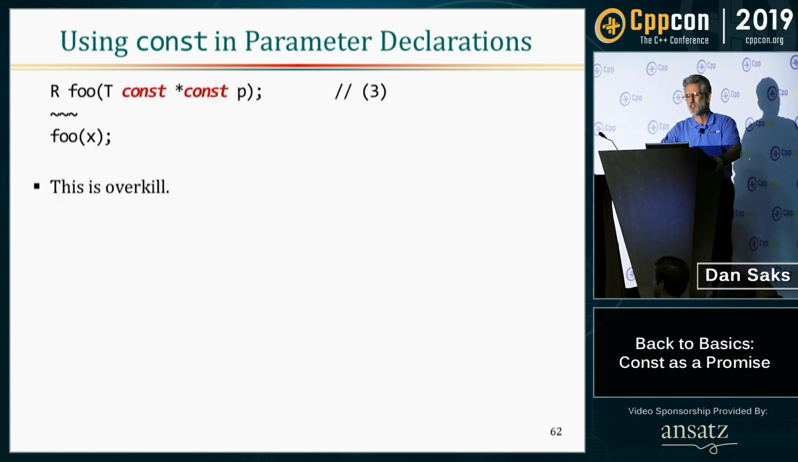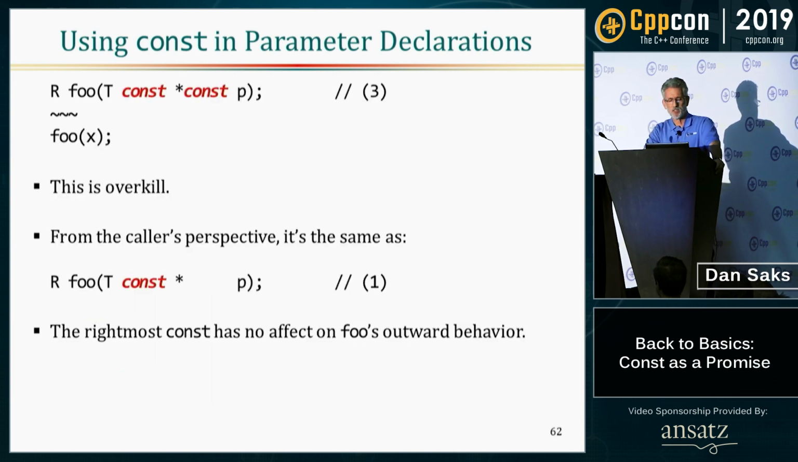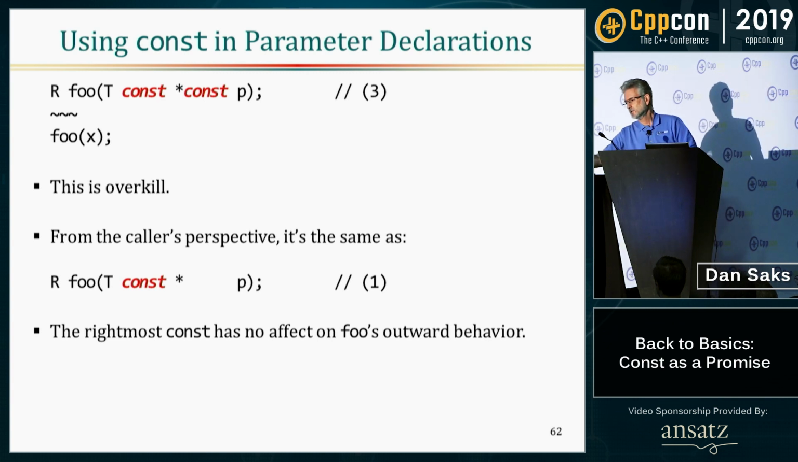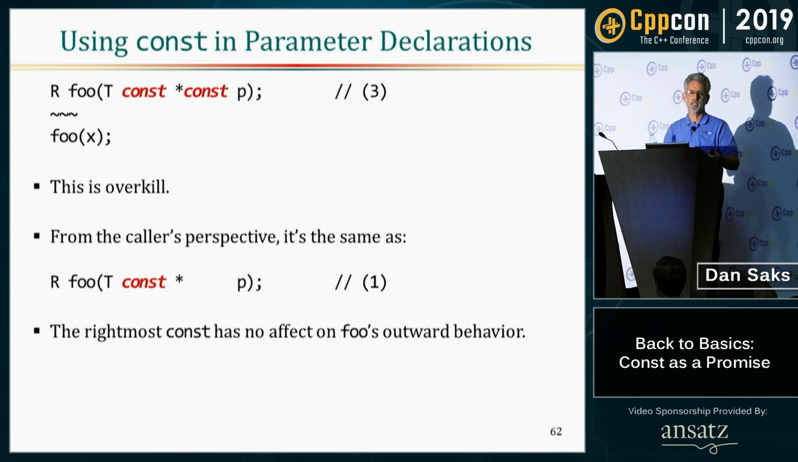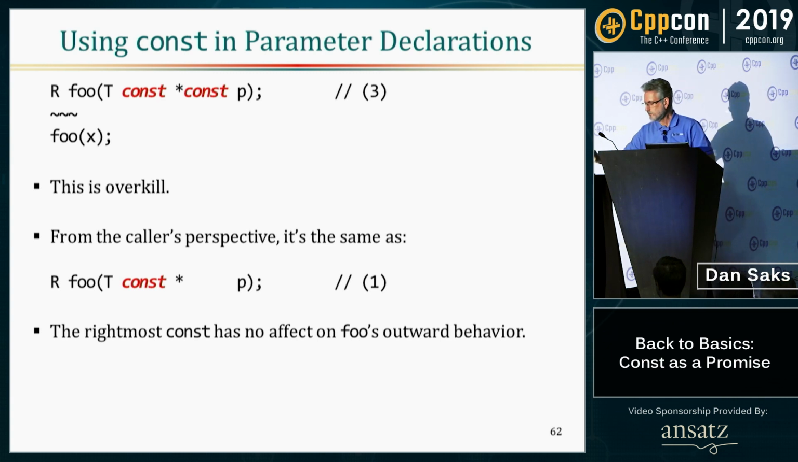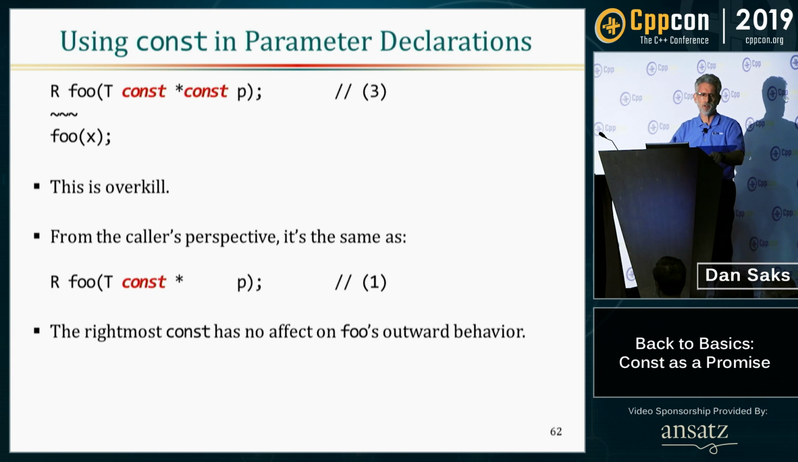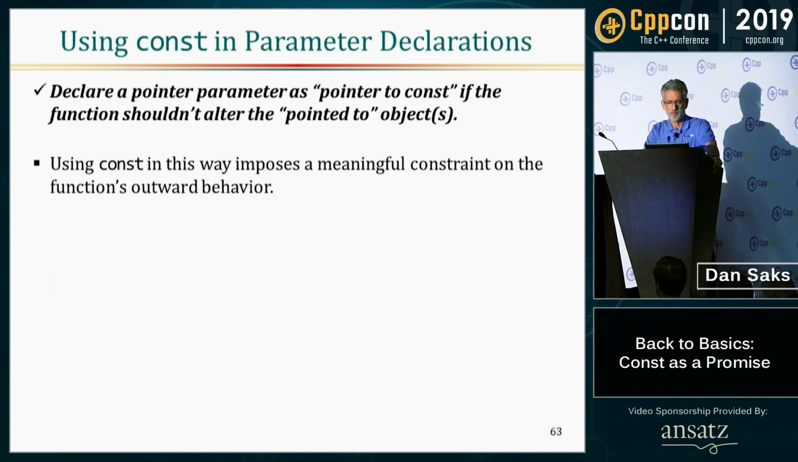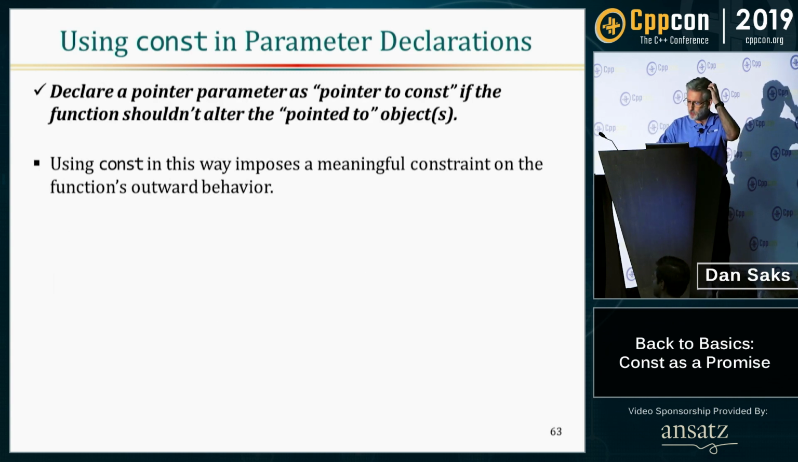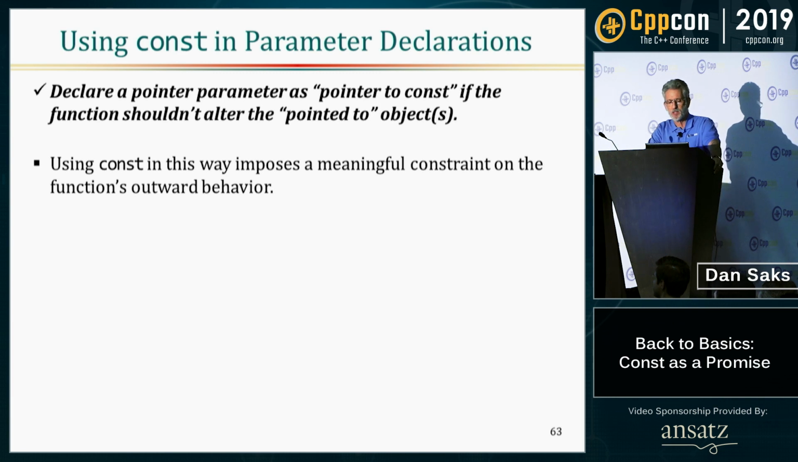How about this one? Well, that's overkill. Because the const that modifies the T has an effect on the outward behavior of the function. The const that modifies the pointer, well, we just dismissed that one. So my advice to you is you declare a pointer parameter as pointer to const if the function shouldn't alter the pointed to object. And that imposes a meaningful constraint on the function's outward behavior.